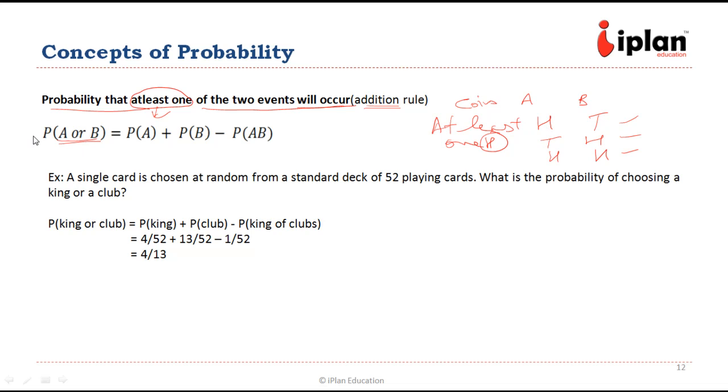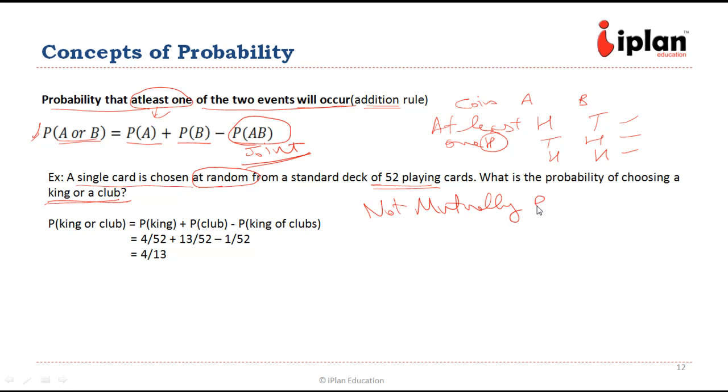So from the addition rule we know that probability of A or B is equal to probability of A plus probability of B minus probability of A and B, the joint probability. So let us take one more example. A single card is chosen at random from a deck of 52 cards. What is the probability of choosing a king or club? In this case, we know that king and club are not mutually exclusive. A card could be king and club at the same time.